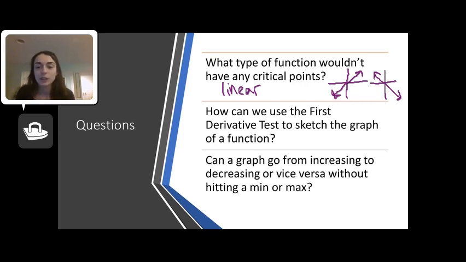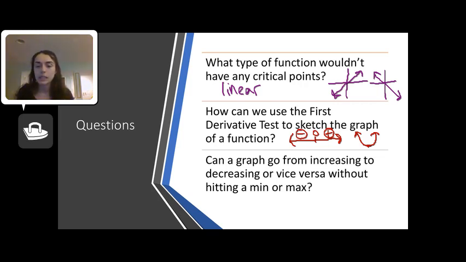Okay, next question. How can we use the first derivative test to sketch the graph of a function? Yes, Amanda. That's great. Yes, we can use that number line we made, right, with our critical points and the sign of the derivative to the left and the right to kind of make a little sketch, right? Negative slope to positive slope with a slope of 0 in the middle there. Okay, great.